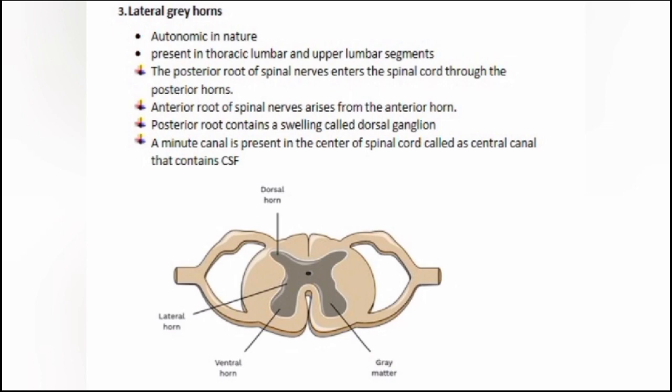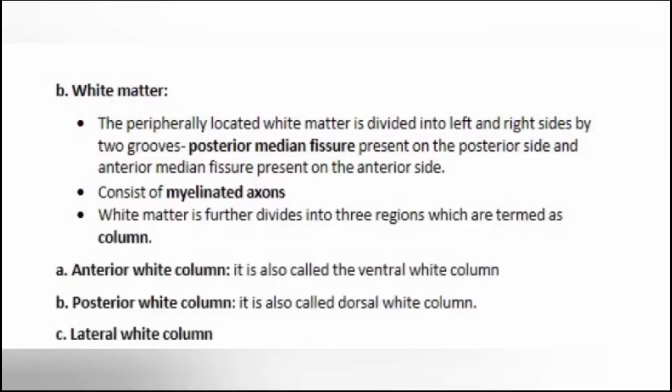Just remember like that. And then it has a minute canal present in the center of the spinal cord called the central canal. Next is the white matter. I already told you that white matter is present on the outside, right? So the peripheral region is the white matter, and it is divided into two, right and left, that is called posterior and anterior. This posterior has the posterior median fissure and anterior has the anterior median fissure.